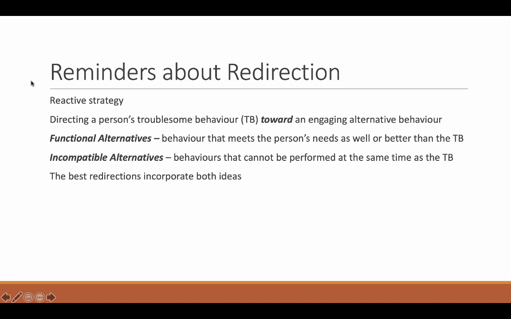Incompatible alternatives are behaviors that simply can't be performed at the same time as the troublesome behavior. So an example would be a person who is yelling and screaming at a staff person going outside and shooting hoops. If they're outside shooting the basketball, then they can't be inside yelling at a coworker, at a staff person. So it's incompatible.